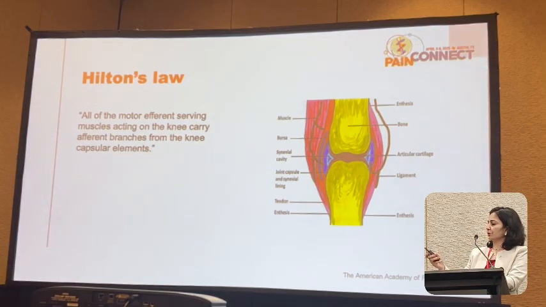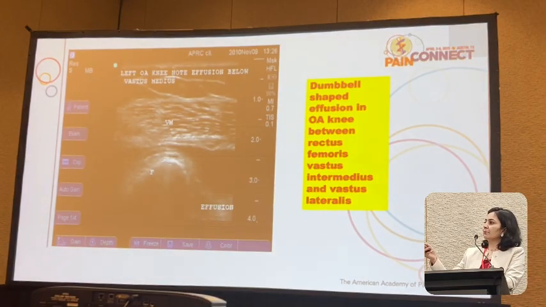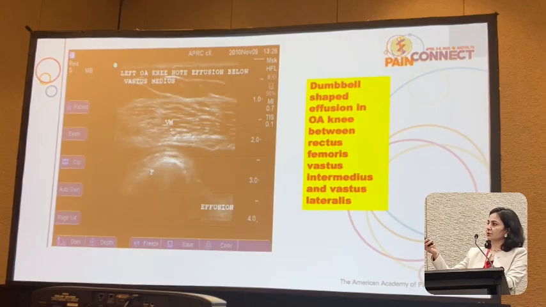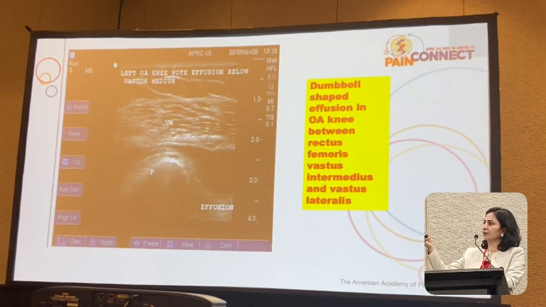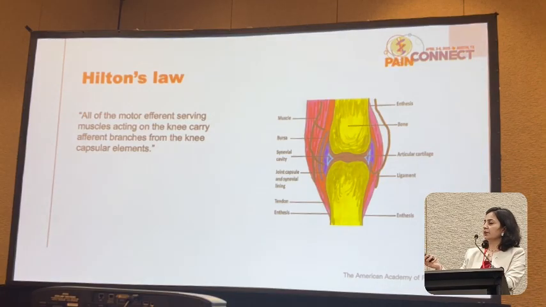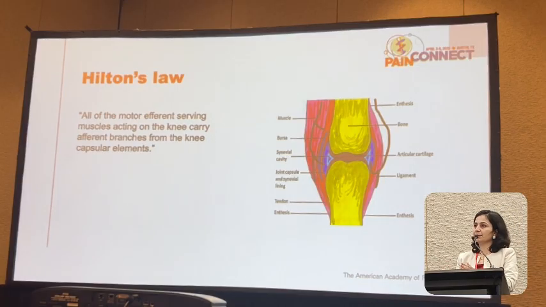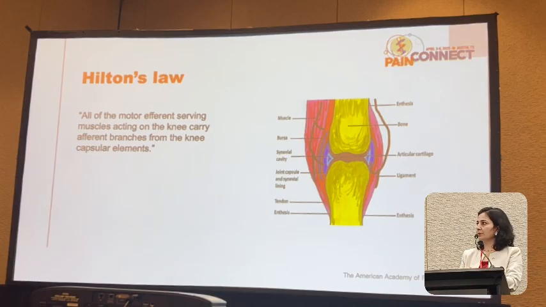These findings are seen on USG also. Here you can see the dumbbell-shaped hypoechoic structure between the two muscle layers in case of osteoarthritis. So why should there be involvement of the muscles in cases of osteoarthritis? It's because of Hilton's law. What Hilton's law says is that all of the motor efferents which serve the muscle also carry the afferent branches from the capsular elements. So whenever there is involvement of the joint, the muscles are bound to get affected.